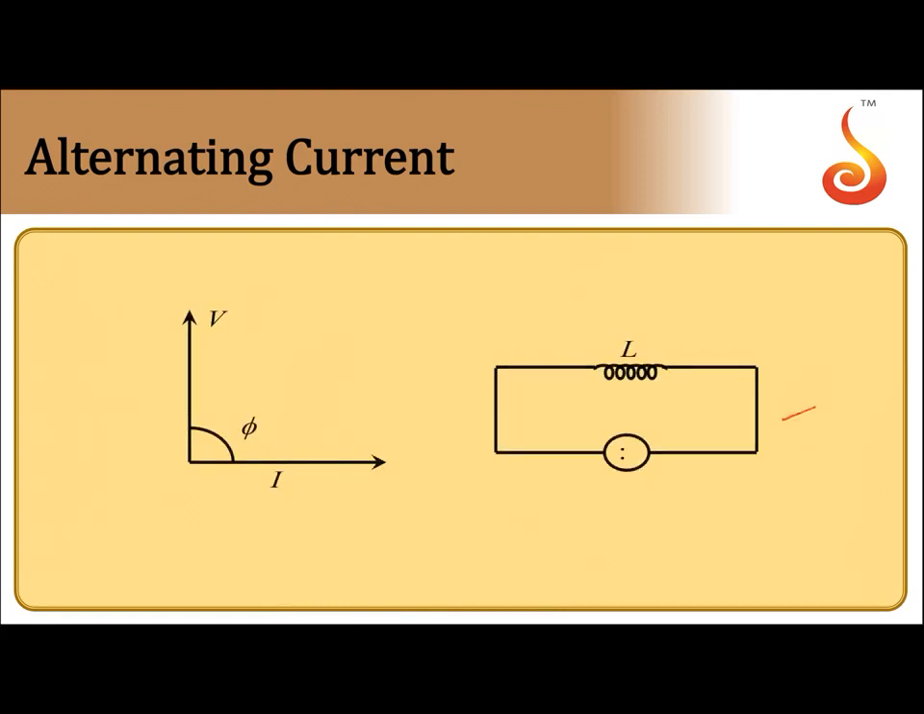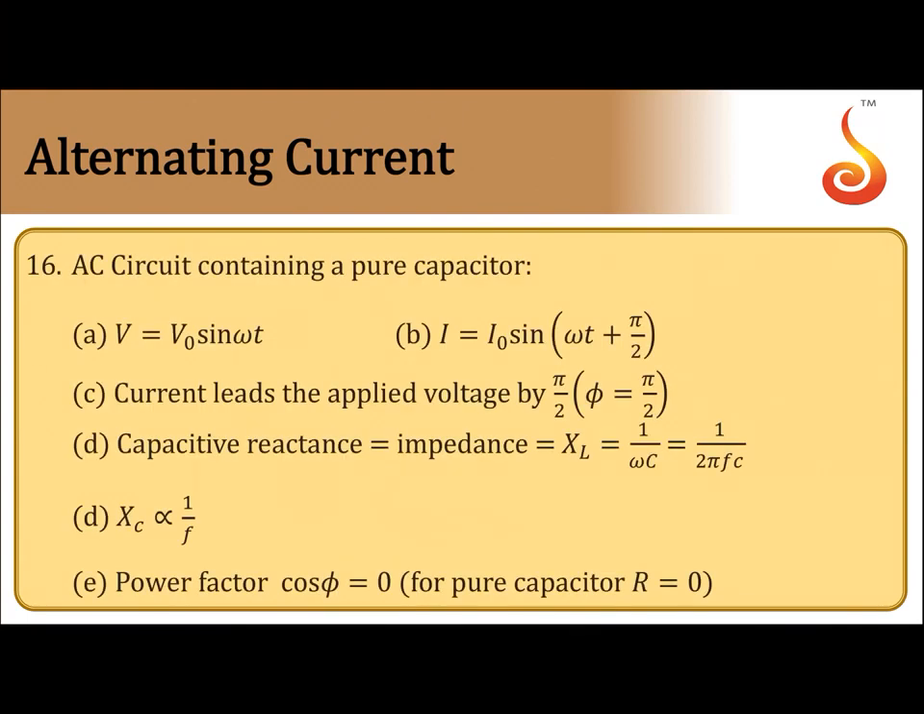So this is the circuit and this is the phasor diagram for a pure inductive circuit. Next, if you consider an AC circuit containing a pure inductor, if voltage is given by V0 sin omega t, current is given by I0 sin(omega t plus pi by 2). So current leads the voltage by pi by 2.